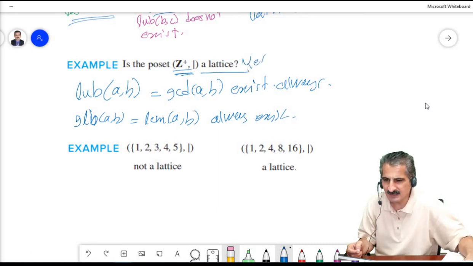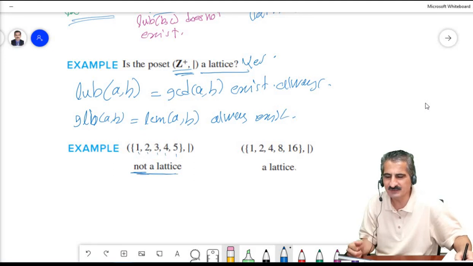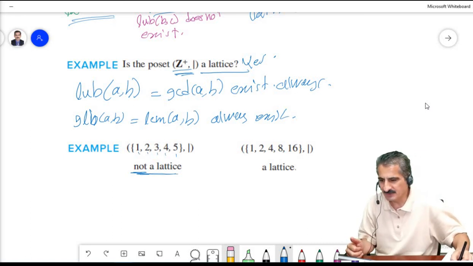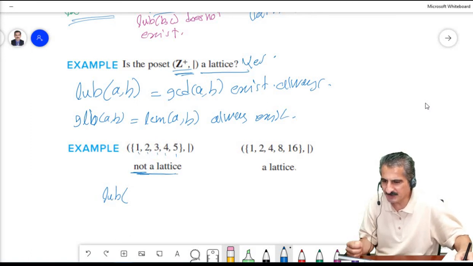The answer is yes. What about these? This is not a lattice. This is the set 1, 2, 3, 4, 5 with division. We are saying here it is not a lattice. Which element does not have a least upper bound here, or least upper bound of what? Of 2 and 3. It does not belong to S. It's not there if we say this is S.